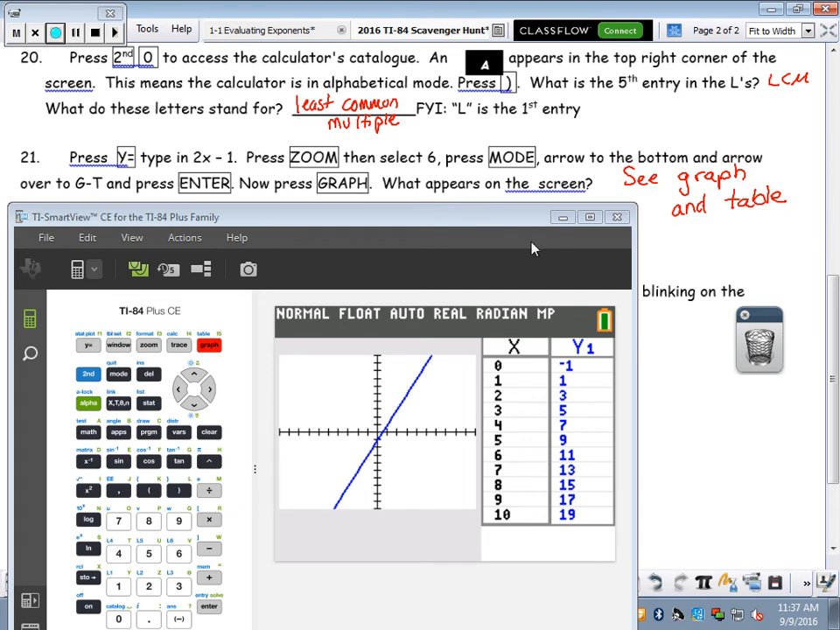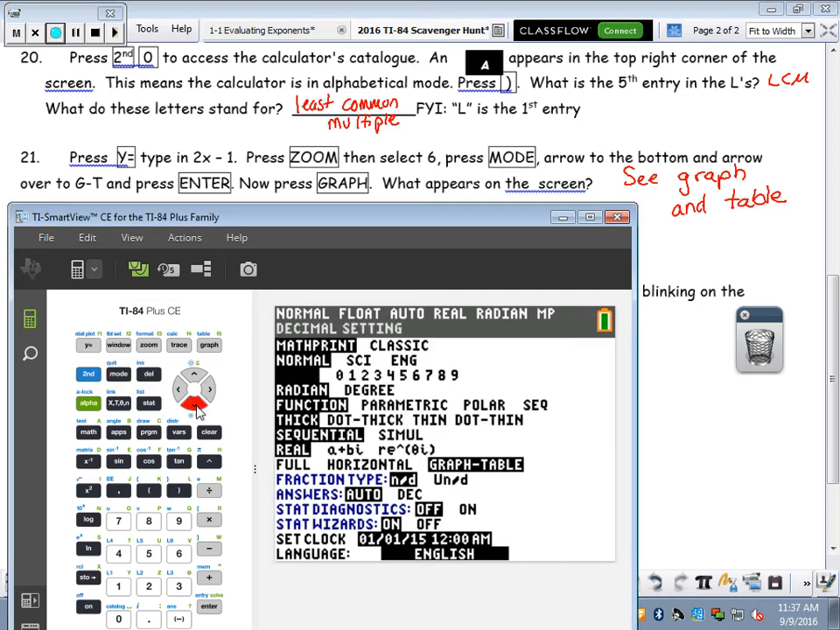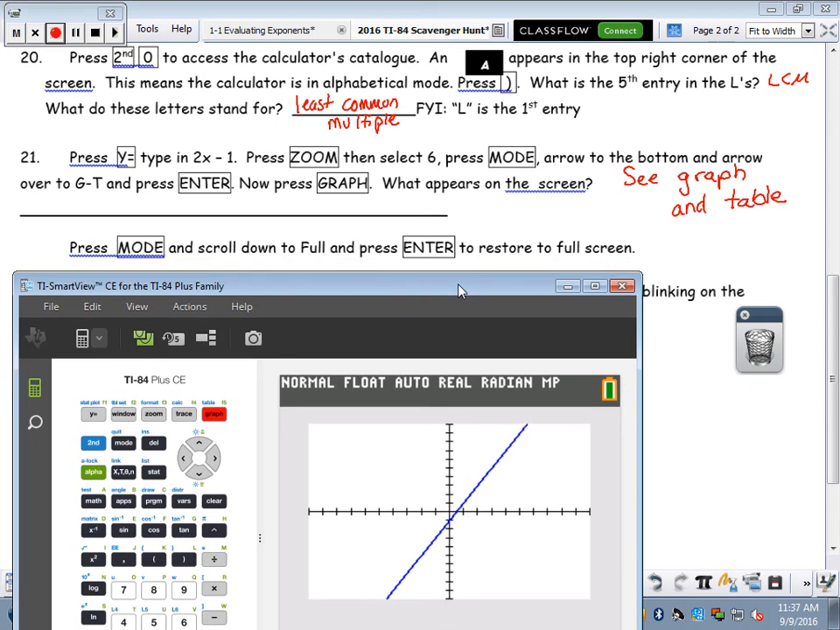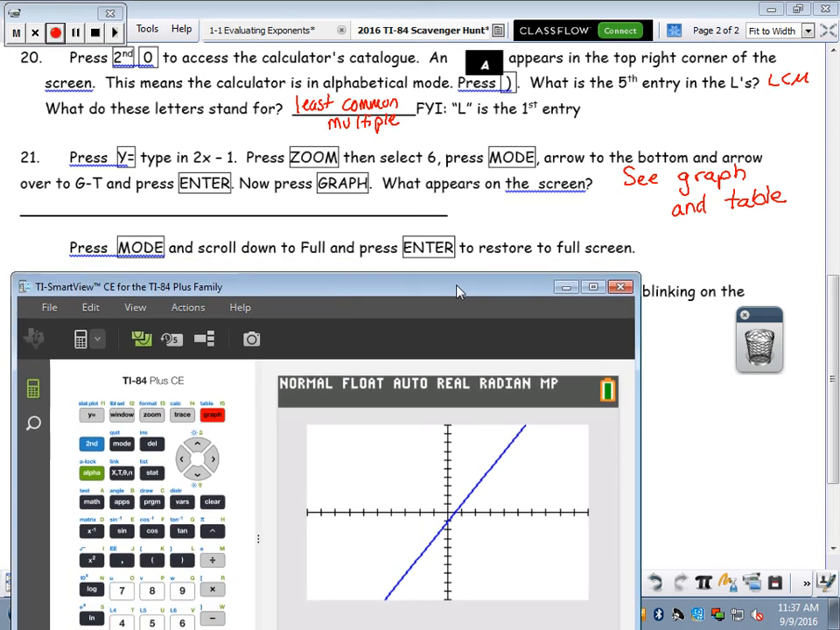Now you don't always want to do that. So to turn that back off, you go to mode again, you go down, and put it back on full. That's the default. And then when I hit graph, it's just the graph. Okay, and that's what it says next here.